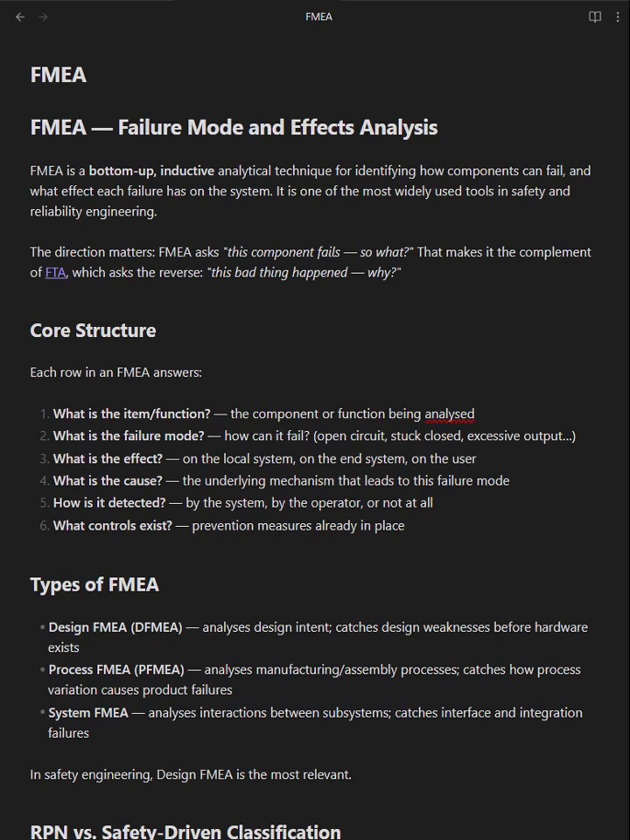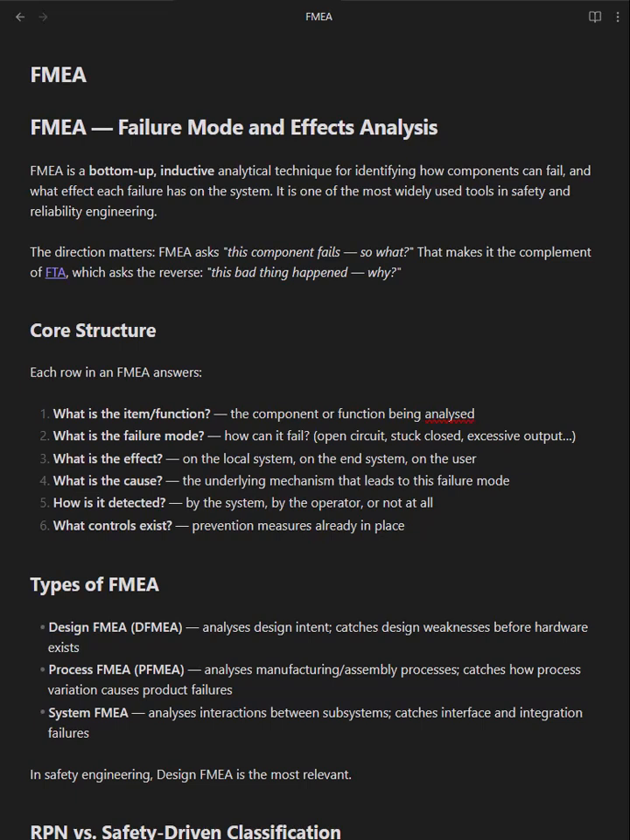Hello everyone. So today we'll be talking about FMEA, failure mode and effect analysis. The FMEA itself is a bottom-up analysis. It's inductive, and that means that we use it to identify how components can fail and what effects each failure has on the system. So we go from failure modes of specific components and we check what the consequences are on the subsystem, the system, or all the way to the asset level.